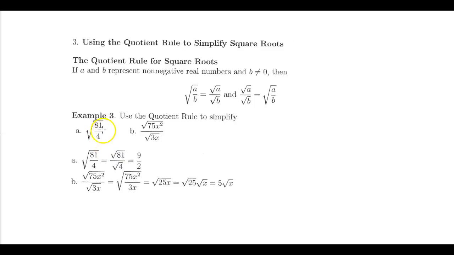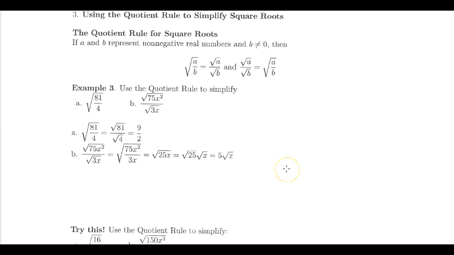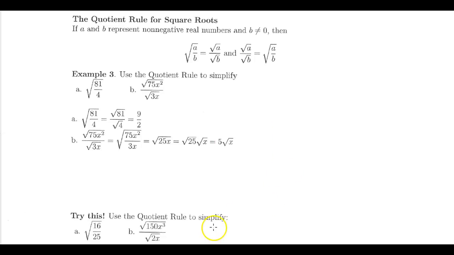So here the square root of 81 over 4, we can write as the square root of 81 over the square root of 4, which is 9/2. And if we start off with the square root of 75x squared over the square root of 3x, we could write that as one fraction underneath the radical. That's the square root of 75x squared over 3x. So that's the square root of 25x, which is the square root of 25 times the square root of x. 25 is a perfect square. So we can write that as 5 times the square root of x. So try simplifying these. Pause the video, and then come back when you're ready to check your work.